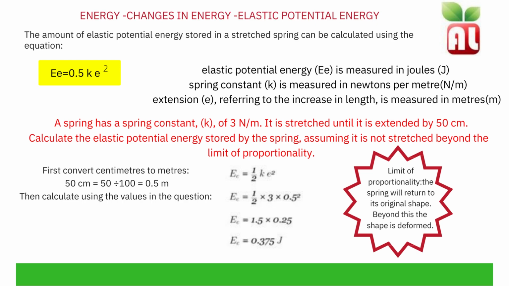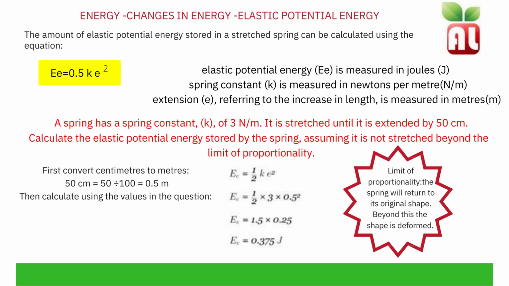A spring has a spring constant of 3 newtons per metre. It is stretched until it is extended by 50 centimetres. Calculate the elastic potential energy stored by the spring, assuming it is not stretched beyond the limit of proportionality. You are given this equation for elastic potential energy on the formula sheet. First is to convert centimetres to metres. 1 metre is equivalent to 100 centimetres, so 50 centimetres divided by 100 gives a length in metres of 0.5 metres.